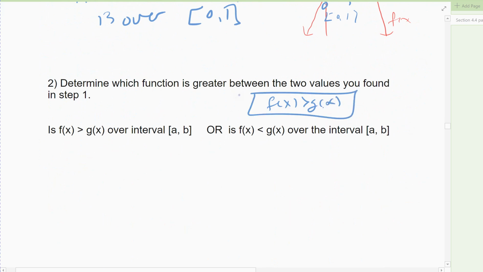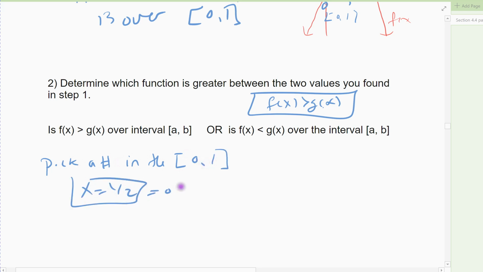What you do is, you pick a number in the interval a to b. So in this case, between 0 and 1. So I'd pick maybe 1/2, or 0.5, which is easier to use in the calculator. Then you find g of 1/2 and f of 1/2. Since they intersect at 0 and 1, that's where they cross, between 0 and 1 one of them has to be bigger than the other. And so I just have to figure out which one's bigger. We'll pick a test point and figure out which is bigger.